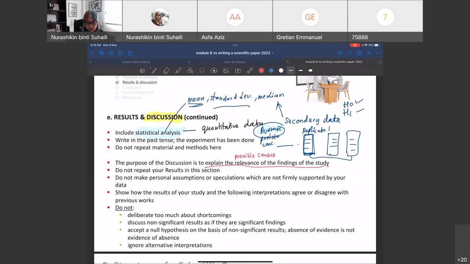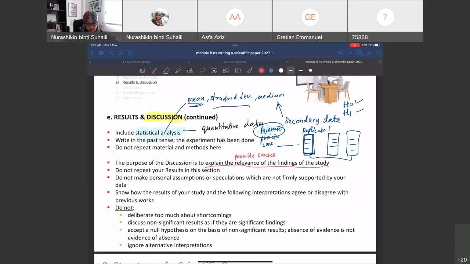Another way you discuss is when you compare your results with other works. This is what you got, and this is what other works have done. Maybe you are using a different substrate, but other works use a different substrate, and the product is the same. How is the comparison? Which one is maybe better? You can suggest something. So that's how you discuss. You compare and also explain the possible causes.